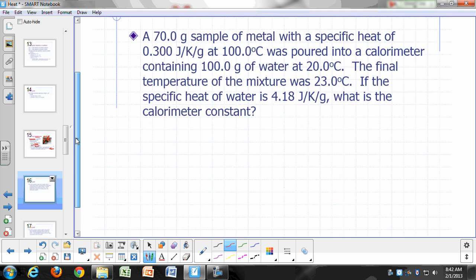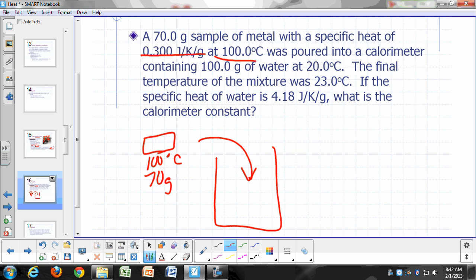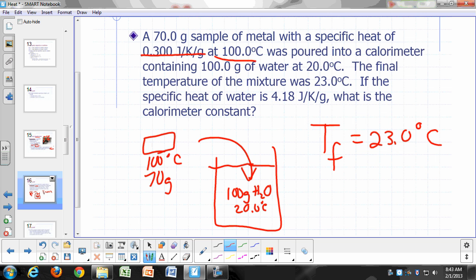Let's say you have a 70-gram sample of metal with a known specific heat of 0.300 joules per Kelvin per gram, and the metal is at 100 degrees Celsius. You have a piece of metal at 100 degrees Celsius, 70 grams. You're going to pour that into a calorimeter containing 100 grams of water at 20 degrees Celsius. Okay, and your final temperature is found to be 23.0 degrees Celsius. Right? So our goal here is to determine the calorimeter constant.